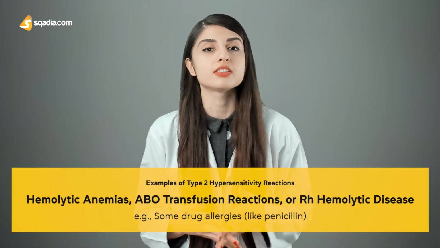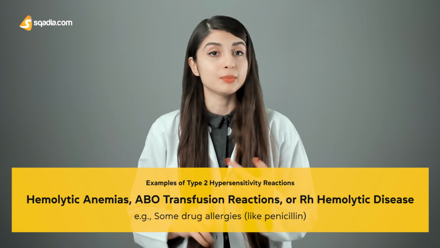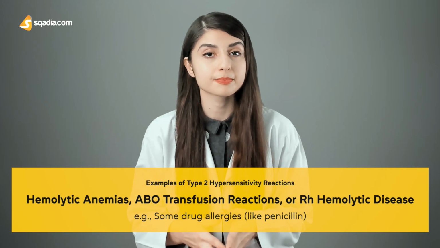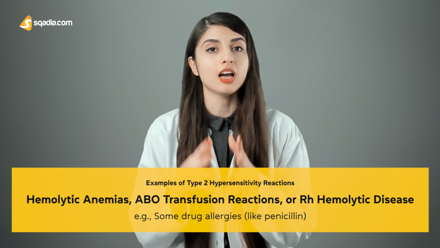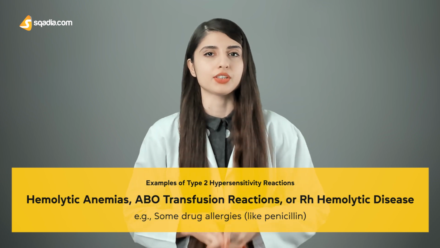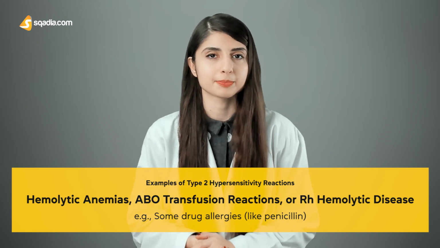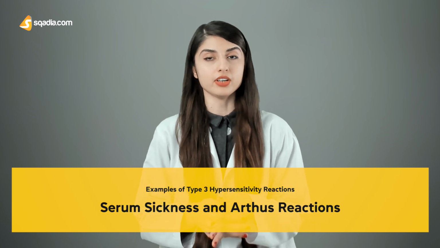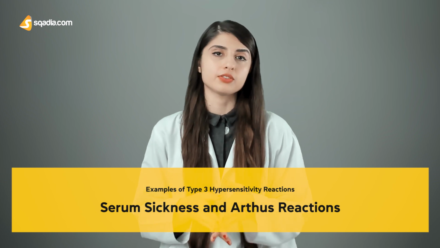If we talk about the examples of type 2 hypersensitivity reactions, we have hemolytic anemia, ABO transfusion reactions, or Rh hemolytic disease. And some drug allergies may also be categorized under type 2 hypersensitivity reactions. Like penicillin allergy is quite common in few people. Now, the examples of type 3 hypersensitivity reactions are serum sickness syndrome and Arthus reactions.